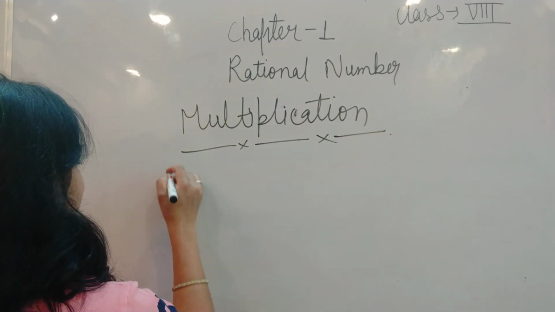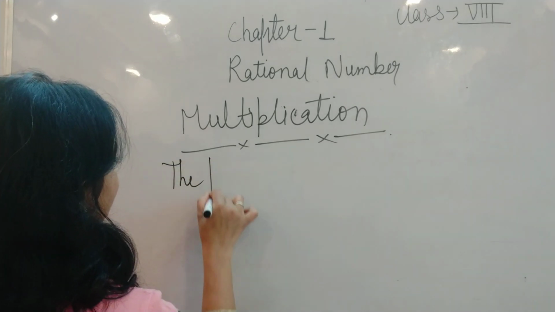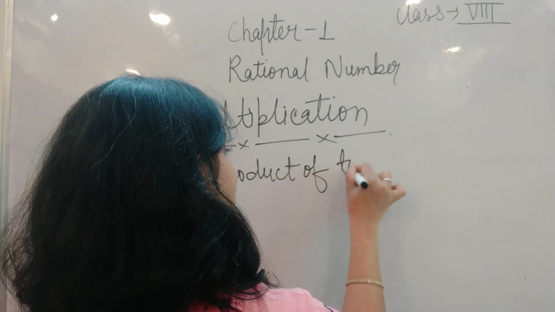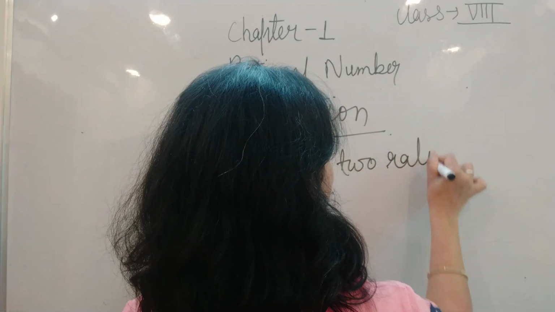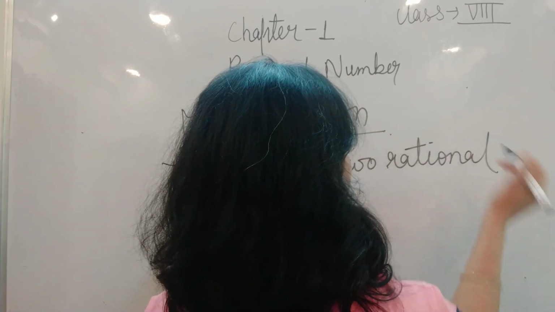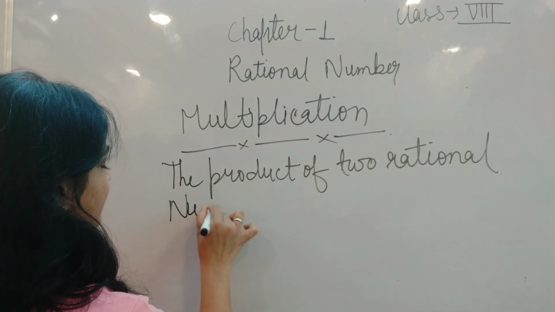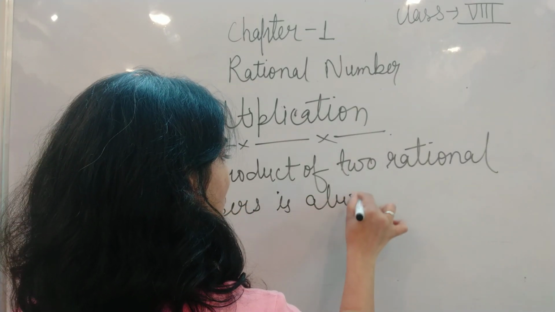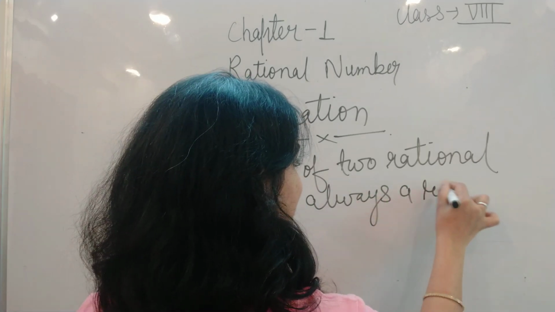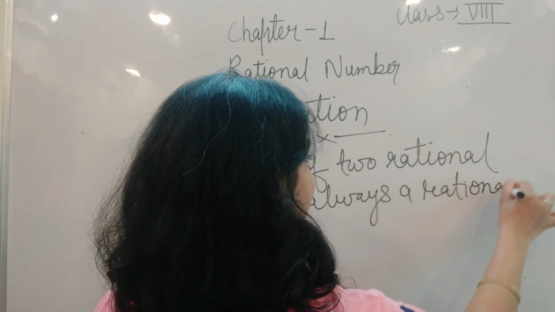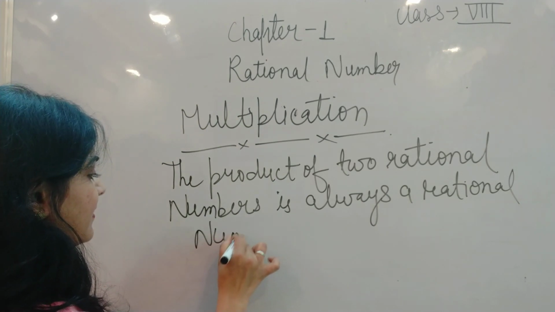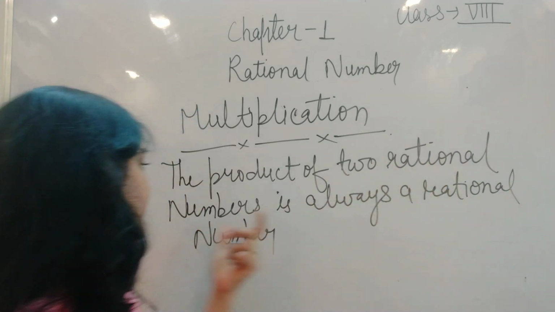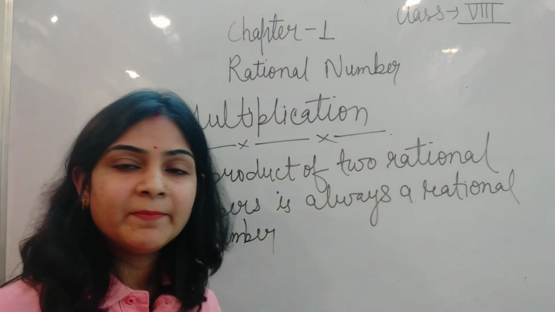What does this property say? The product of two rational numbers is always a rational number. The product of two rational numbers is always a rational number.